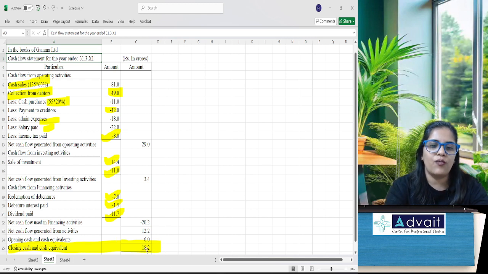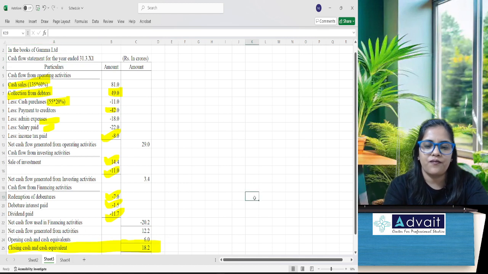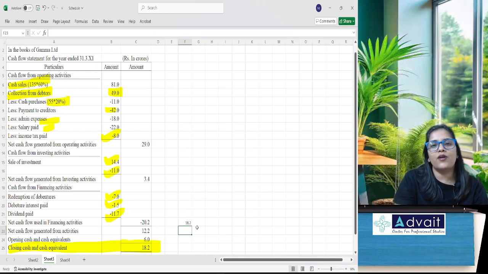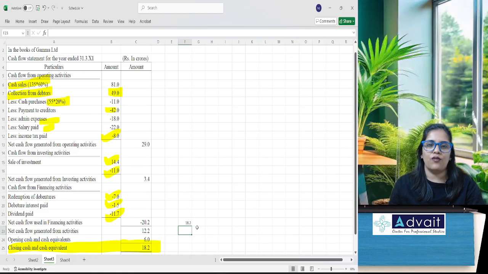Okay, so this 18.2 is nothing but cash flow plus opening. So if I do 12.2 plus 6, I will get 18.2, which is also the closing balance which is given to us in the question. So the best part about cash flow statement, when you have to prepare a full-fledged cash flow statement, in the exam only you will know whether your answer is correct or not. Okay, because the closing balance you arrive at and what is in the question should be the same. Right? So this is how we prepare cash flow statement.